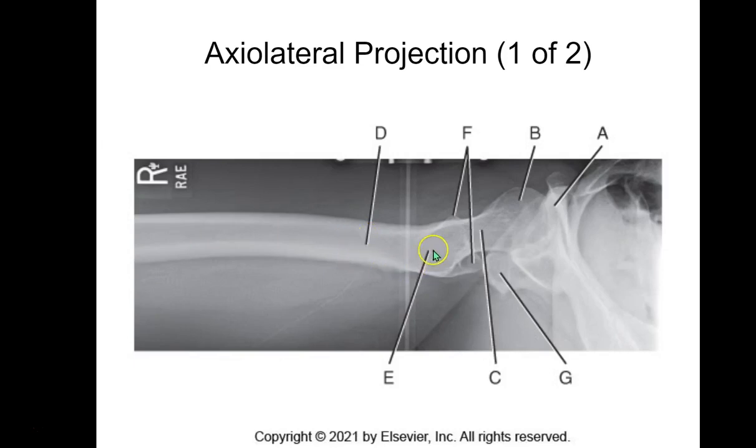E is the area of the lesser trochanter. It's really not very visible on this projection, but F is the greater trochanter. You can see that here. And then G is the ischial tuberosity, again found on the ischium. So again, I know you're seeing these at clinicals, and I just want you to orientate yourself so you can start picking out anatomy.